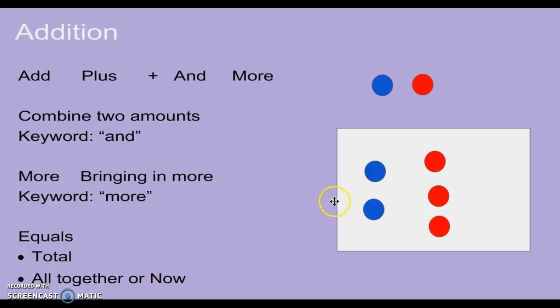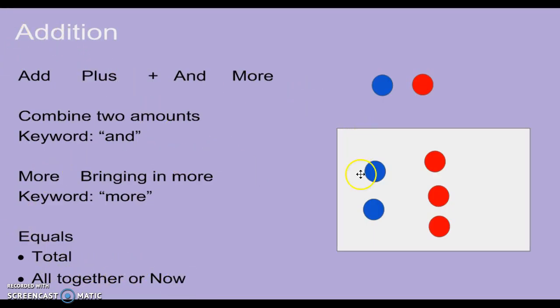And I can do that by either counting on from my original amount, 1, 2, so I could say 2, 3, 4, 5, or I can just count all of the fish that I see there, 1, 2, 3, 4, 5. And that will give me my answer of 5. That's my total is 5, or I have 5 altogether, or now I have 5. Well, that will be in the more example.